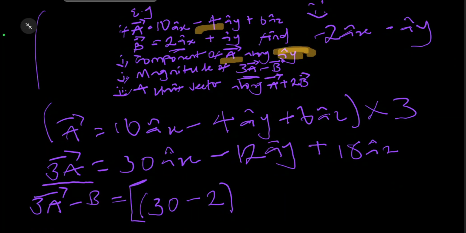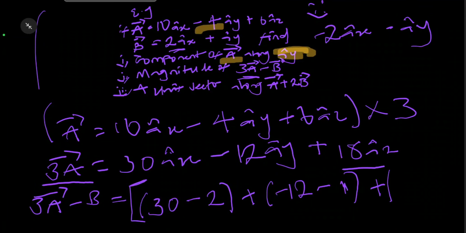Right, so we now continue from where we stopped. So we have plus -12, -1, plus. Okay, since we don't have anything along this part, only 4 here, it's just like saying 18 minus 0, which is still 18.